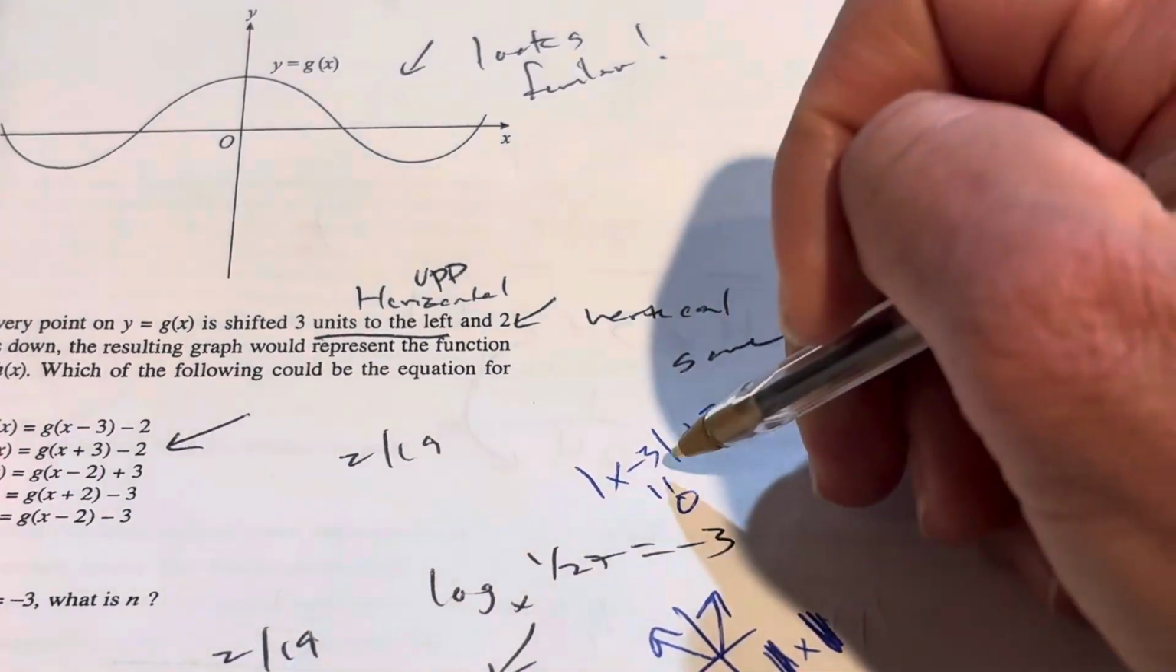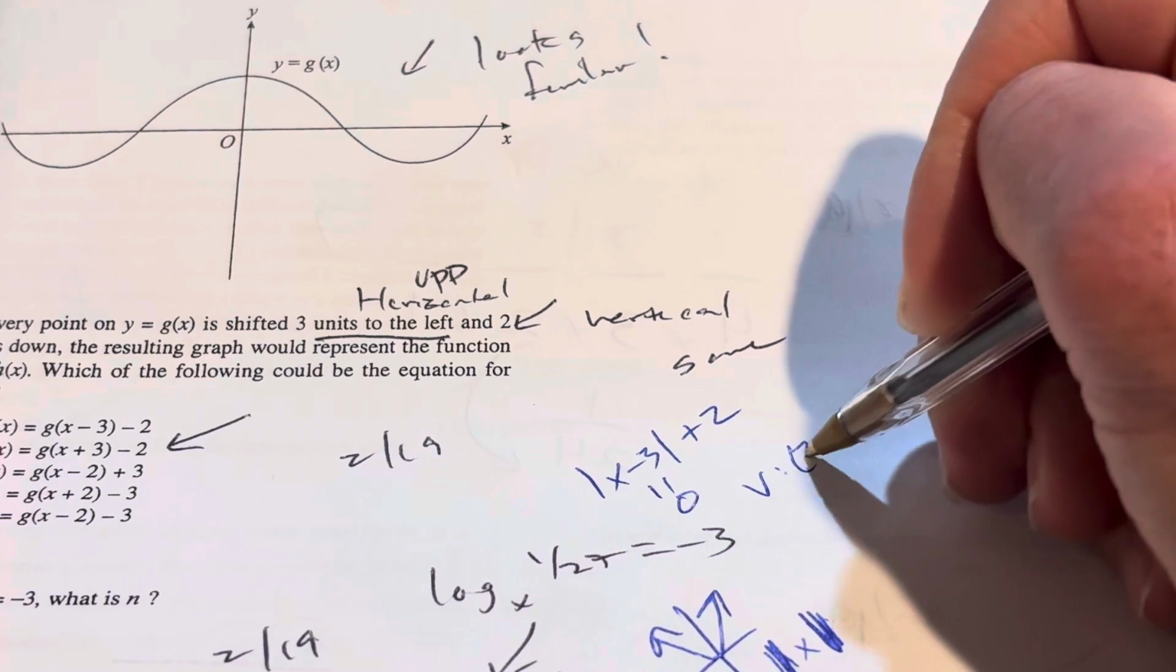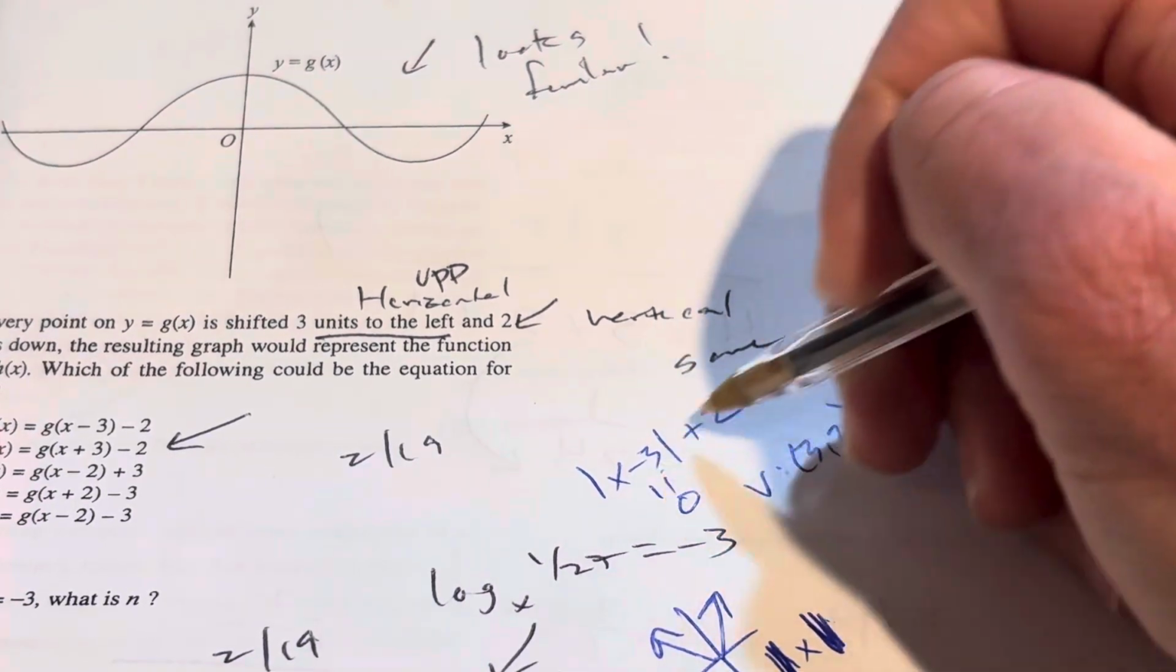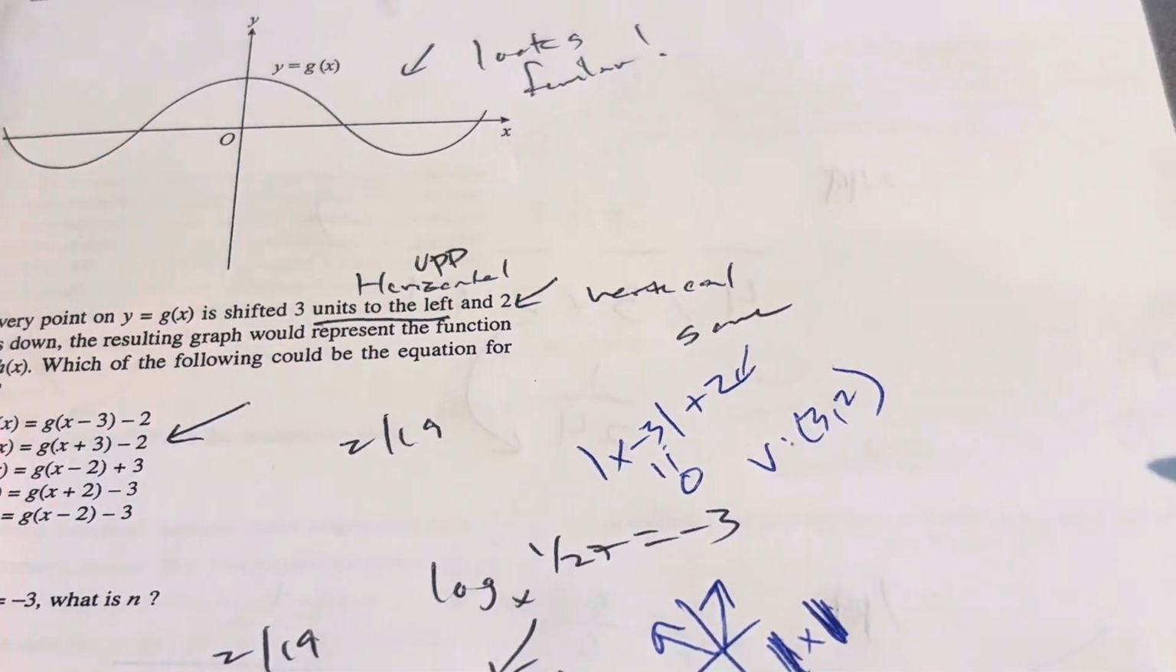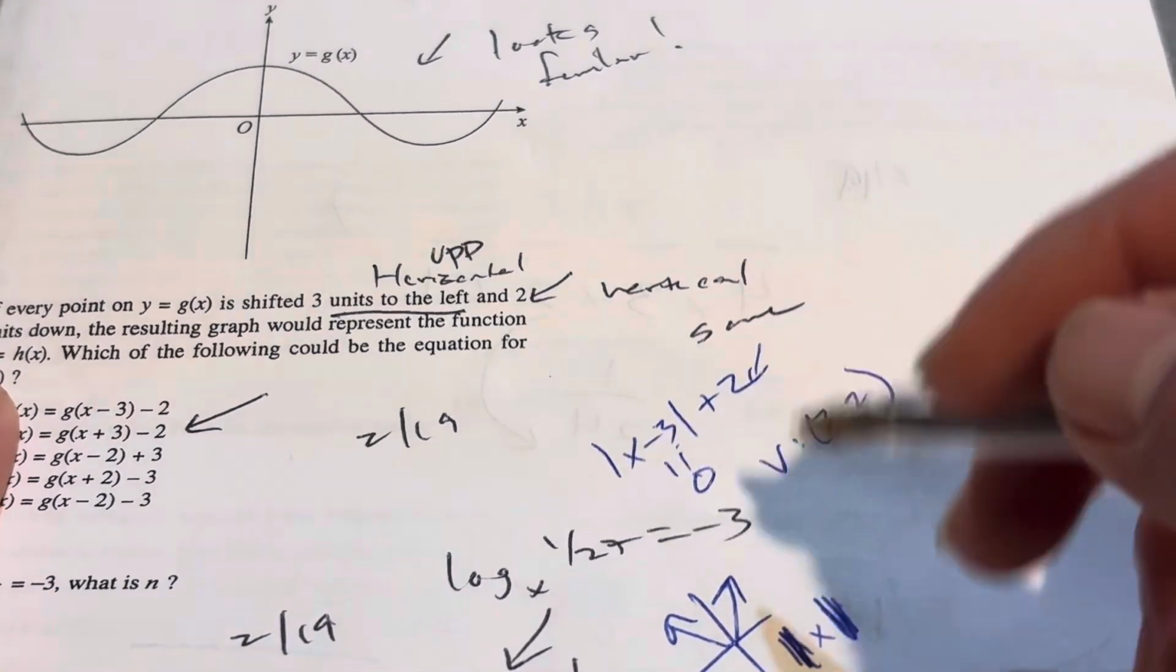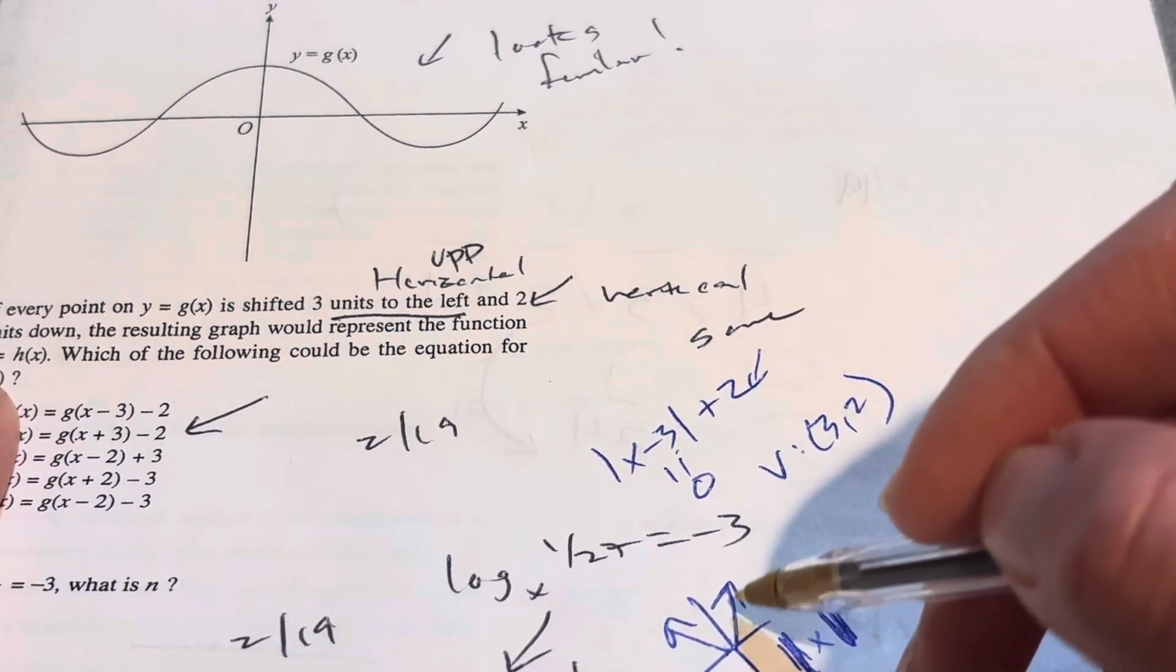Okay, so what we did here is we set this equal to 0. So the vertex was (3, 2). It was the opposite, and then we kept it. The vertex was (3, 2), so it had a horizontal shift, 3 to the right, then we went up 2.